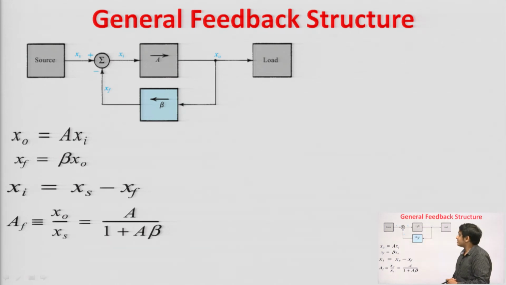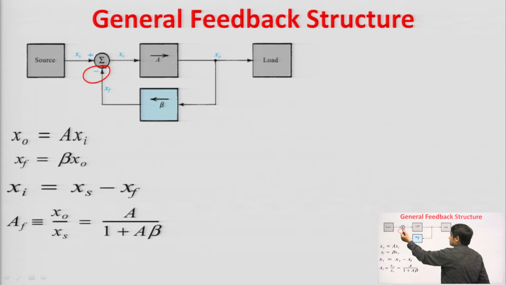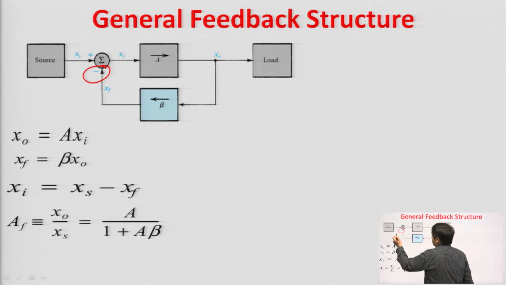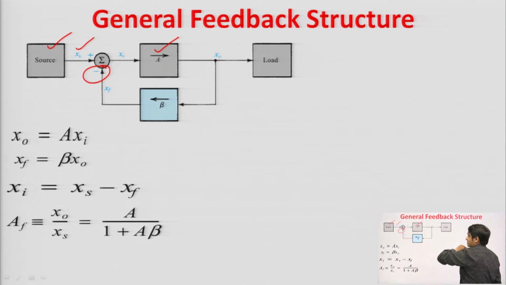So, next is the general feedback structure. This is the general feedback structure of negative feedback. For positive feedback, the negative sign is replaced with a positive sign. Here I am not going to discuss positive feedback. In unit 3 I will discuss it in the oscillators part: what is positive feedback, and what is the need of positive feedback, fine.